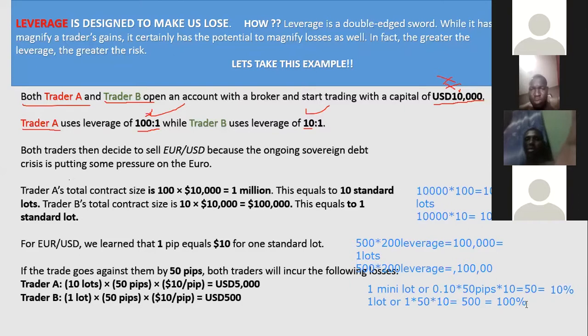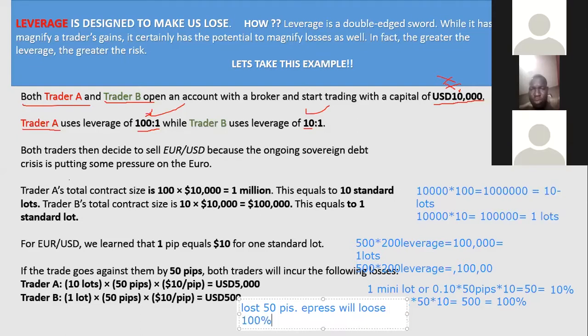Now Empress is happy because she has made 100%, because the trade went our way, right? So let's say this trade didn't play out and we both lost 50 pips. The same 50 pips. Empress will lose 100% of our account, but I would only lose 10% of my account. Can you see the idea? Leverage is good when it goes for you. So in this very short example, you see that Empress lost all her money, while I only lost $50 out of my 500.